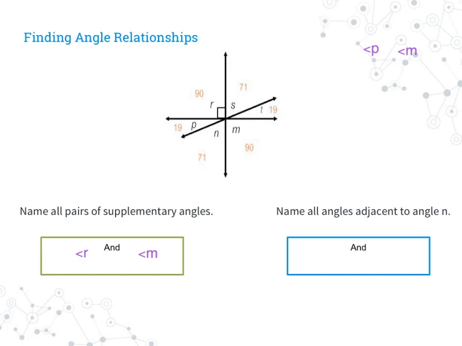Then we need to name all the angles adjacent to angle N. So again, sharing a side, sharing a vertex. So the only 2 angles that share a side and a vertex with angle N are angle P and angle M.